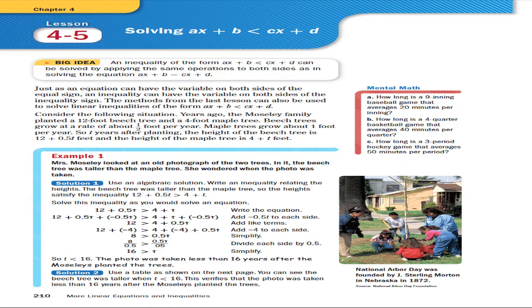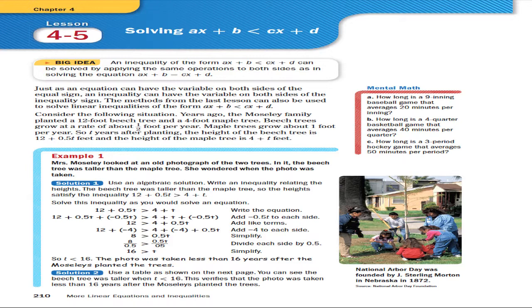Mr. B, this is lesson 4-5. It's continuing solving equations, and now inequalities with variables on either side of the symbol. So in this case, ax plus b is less than cx plus d, and this inequality can be solved pretty much like we solved the equation, except we have to pay attention to the sense of the inequality. So that's just one more thing to take a look at.